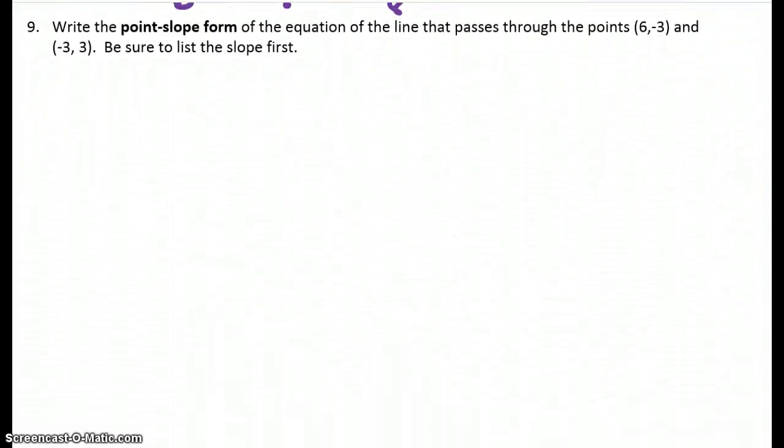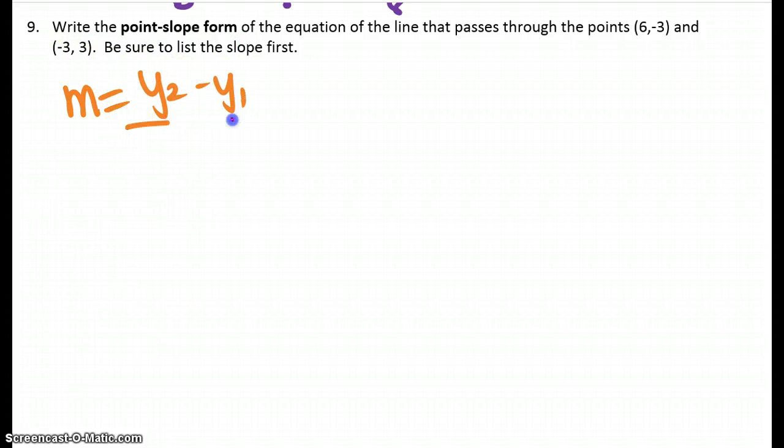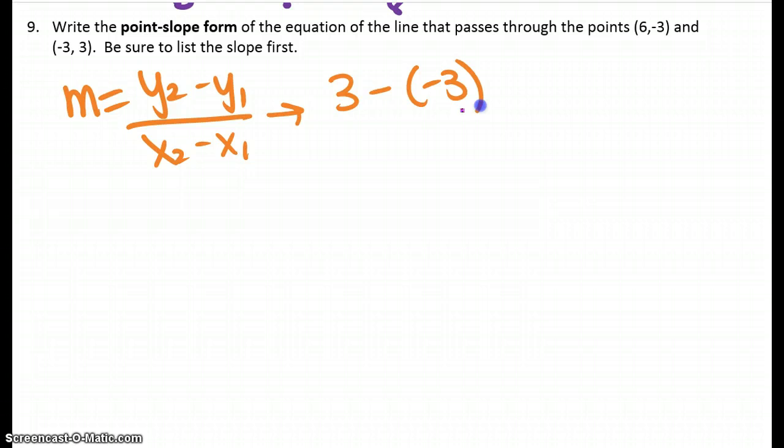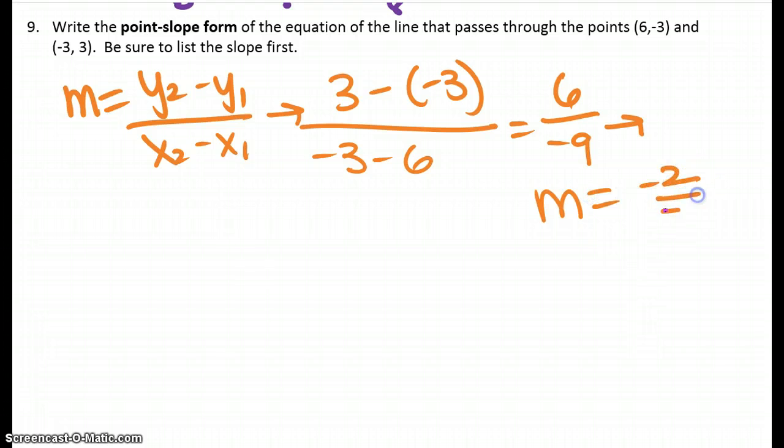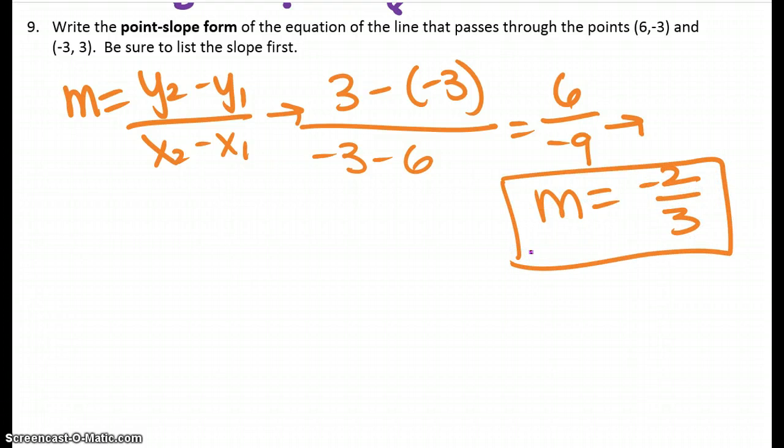And lastly, number 9, write the point-slope form of the equation of the line that passes through the points 6, -3, and -3, 3. Be sure to list the slope first. So this looks very similar to what we've been doing, point-slope form. So the first thing I need to do is find slope, which is y2 minus y1 over x2 minus x1, which is 3 minus a -3 over -3 minus 6, which gives me 6 over -9, which simplifies to m being -2/3. So there's my slope.